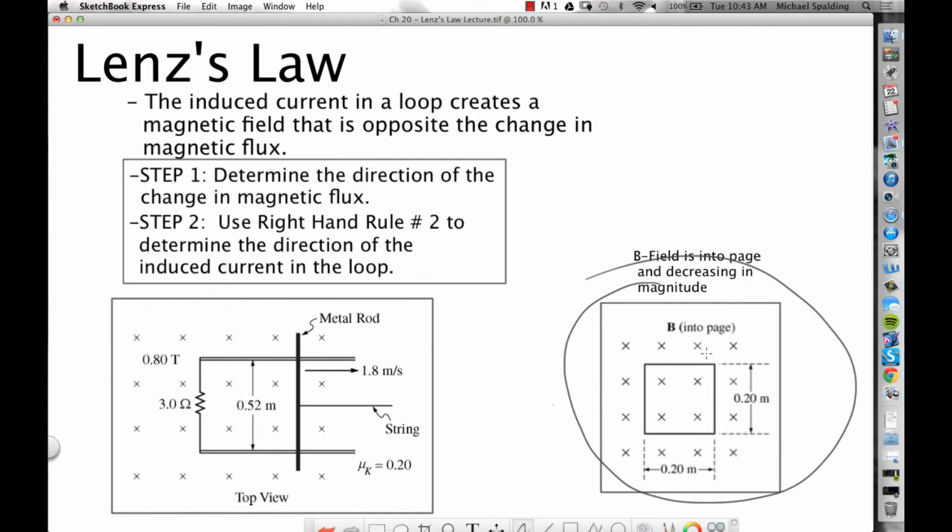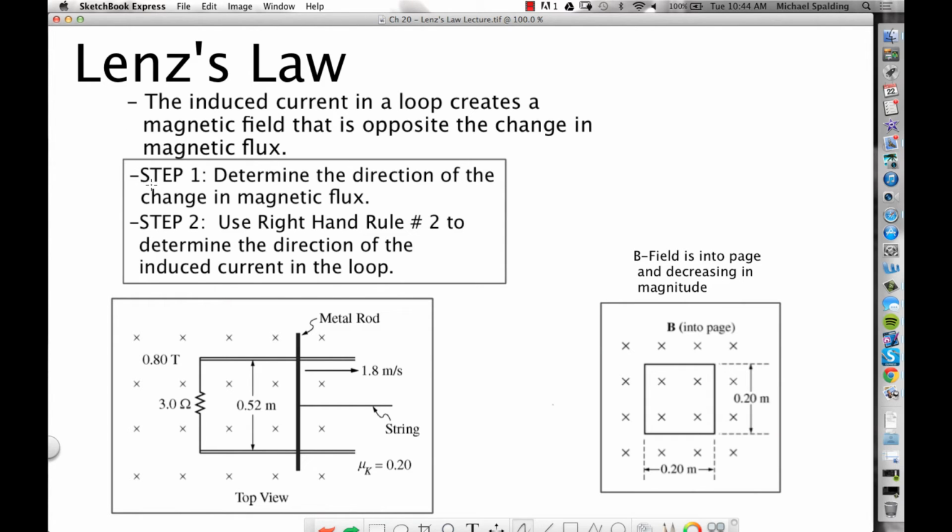Remember from chapter 19, if you have current in a wire, what is that going to create? A magnetic field. So once an induced current starts flowing around the loop, that's going to create a second magnetic field. There are 2 magnetic fields going on here. All right? The induced current creates a magnetic field that is opposite the change in flux.